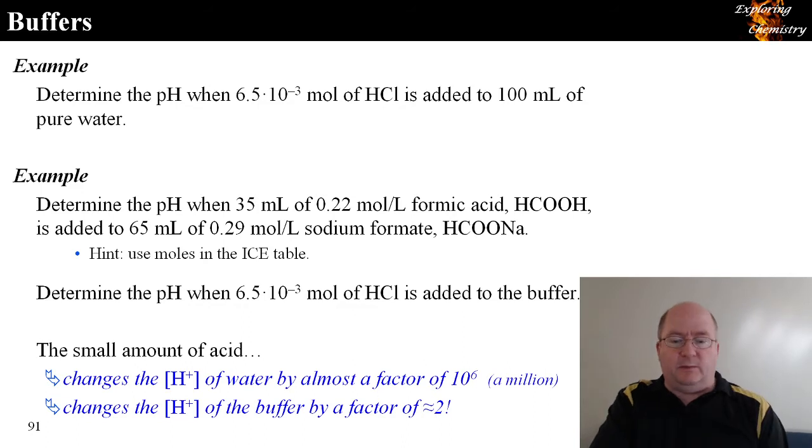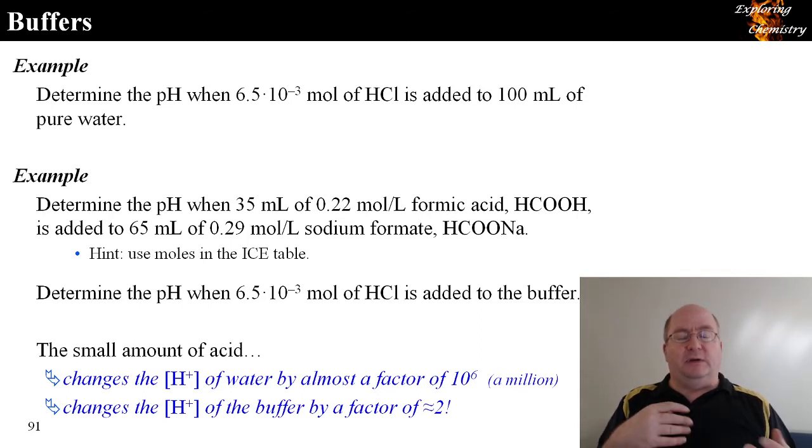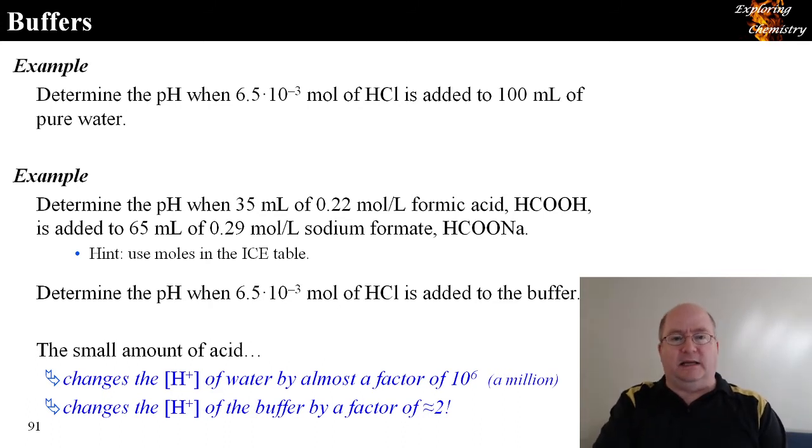So to summarize what we have, that small amount of acid, 6.5 times 10 to the minus 3 moles, in the same volume of water, if it was pure water, it changed the pH by about a factor of 1,000,000. Whereas in the buffered solution, it changed the pH by about a factor of 2. That illustrates the nature of buffers. They resist changes in pH with the addition of acids or bases. That's the nature of a buffer. Are there any questions on that?